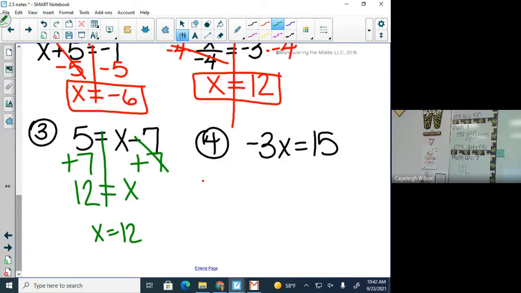Okay, I'm going to check it in my head. So I'm going to plug 12 back in for X. So what is 12 minus 7? 5, and that's what it was supposed to be. So it's right. All right, let's look at number 4.